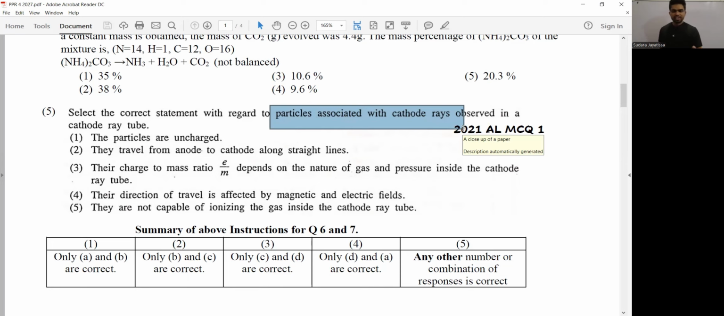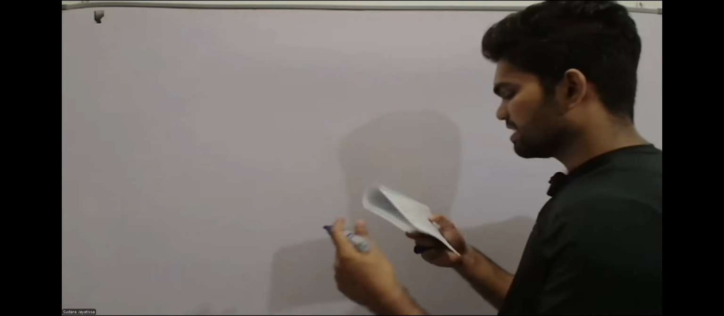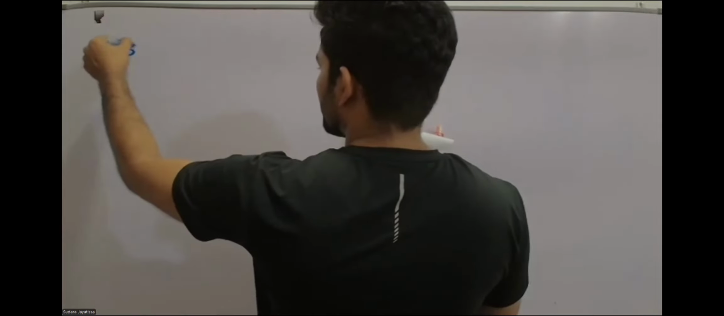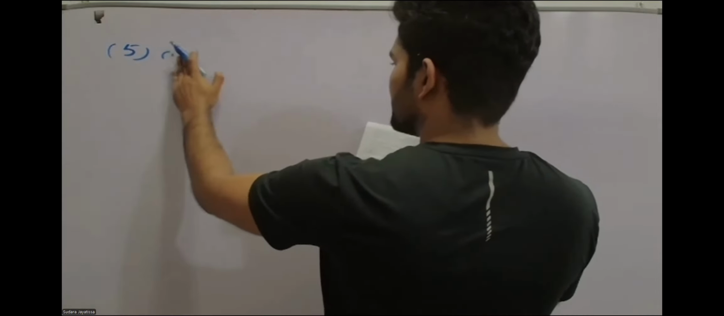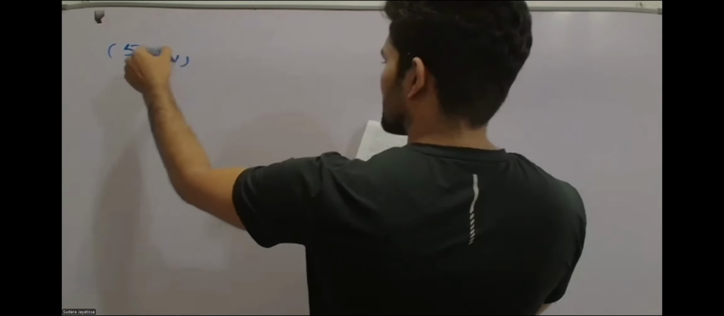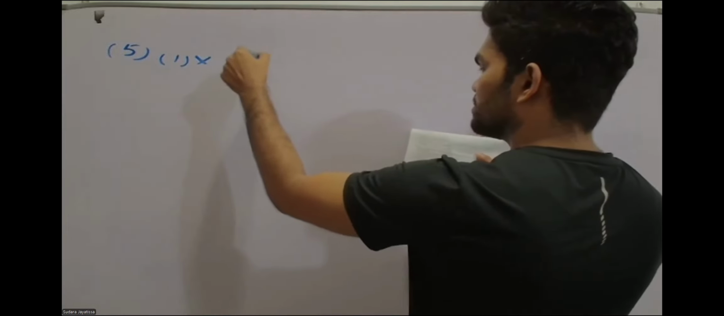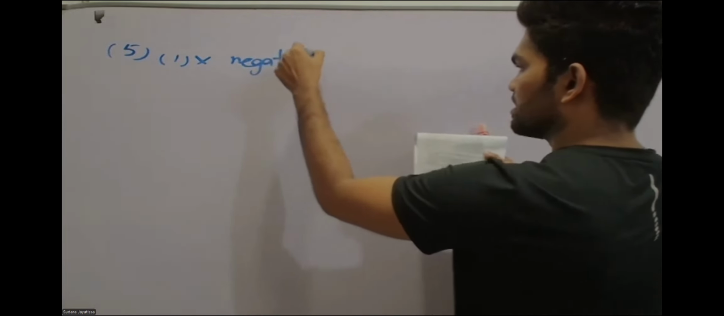So the particles are uncharged. Is it correct? Are the electrons uncharged? No. Electrons are negatively charged. There is a negative charge for the electrons. So therefore the first one is incorrect. You can say negatively charged. So fifth one, statement 1 is wrong. It is negatively charged.